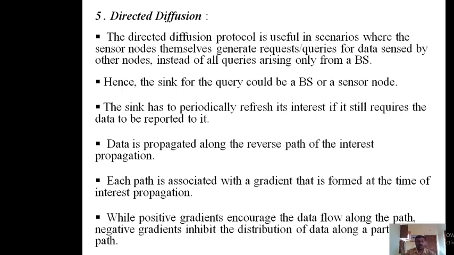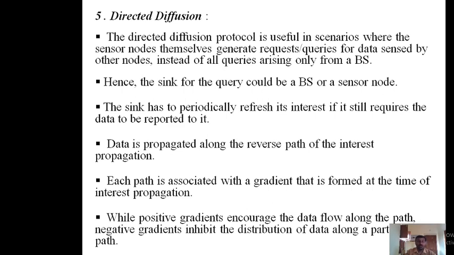Data is propagated along the reverse path of the interest propagation. Once the sink node, or any node, wants data, it generates an interest and propagates it along a path. The same path is used to send the data. That is given in this point: data is propagated along the reverse path of the interest propagation.